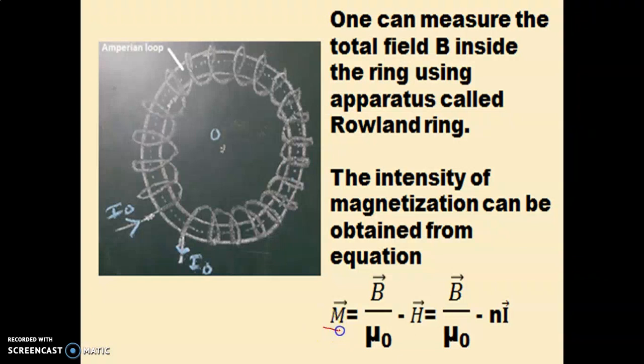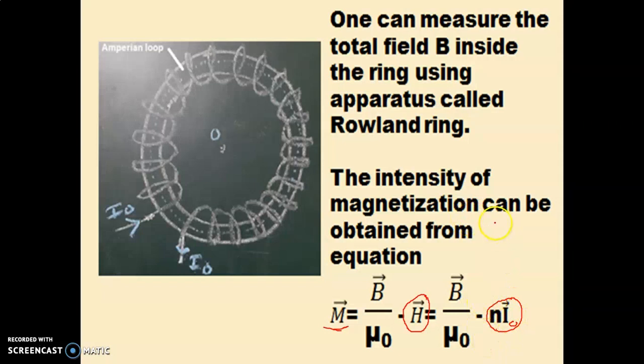Magnetization, vector M, is equal to vector B divided by mu 0 minus vector H. And as we know, this magnetic field intensity is given by N into I, where N is the number of turns of the coil and I is the current flowing through the coil. In this figure it is I0, but actually we write here N vector I. We can write like this. Now this thing we have to keep in mind.